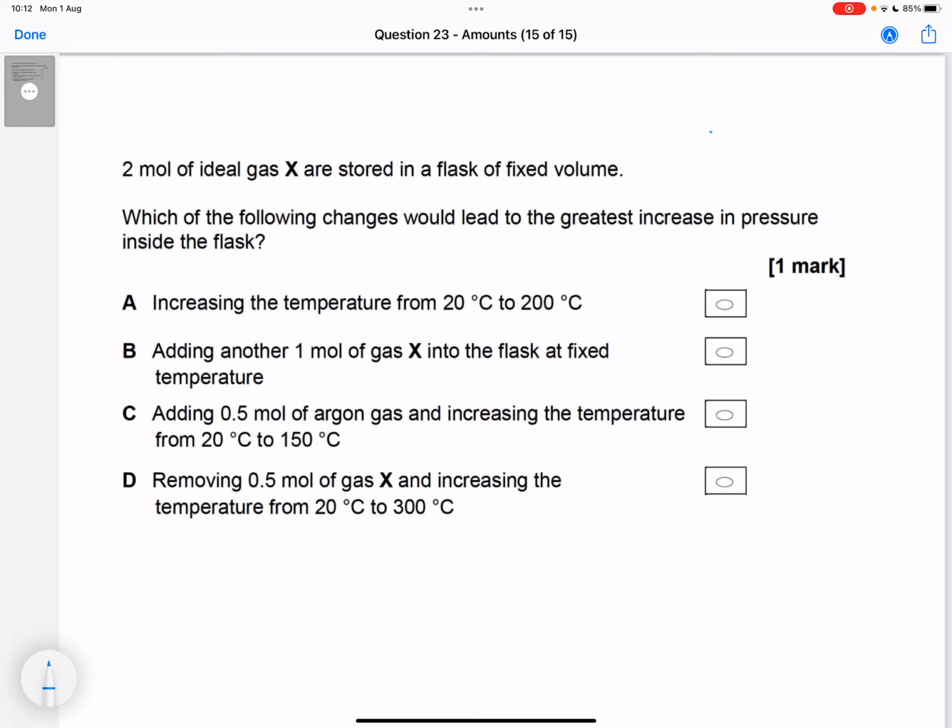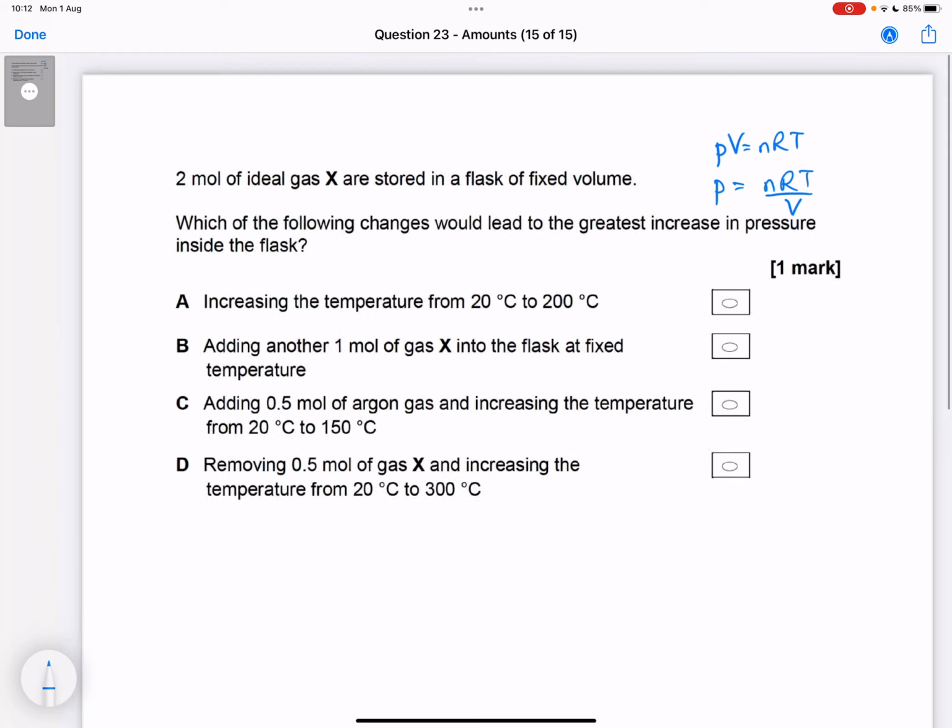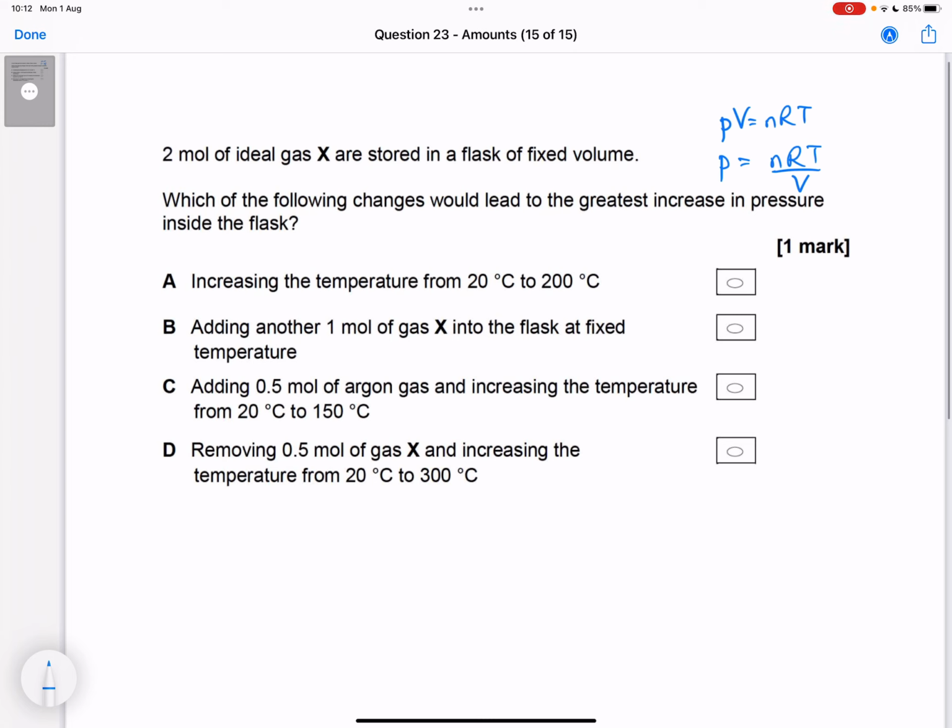So if we remember that PV equals nRT, then the pressure P equals nRT over V. So we need to have a think about what effect each of these factors would have. Now it's saying it's a fixed volume, so we're really just looking at the top line. So if the number of moles doubled, then the pressure would double. If the temperature doubled, then the pressure would double. But you do need to remember that the temperature here is not in degrees C, it's in Kelvin.